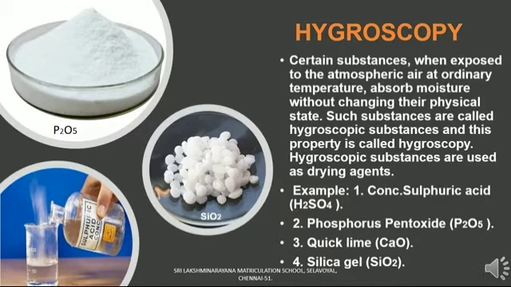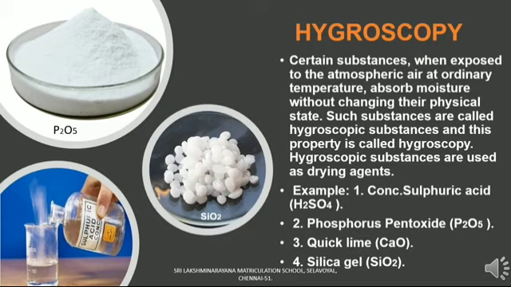Next, hygroscopy. Hygroscopy means ஈரம் உறிஞ்சும் பொருள். Certain substances, when exposed to the atmospheric air at ordinary temperature, absorb moisture without changing their physical state. Such substances are called hygroscopic substances and this property is called hygroscopy. Hygroscopic substances are used as drying agents. Examples: sulfuric acid, phosphorus pentoxide, quicklime, silica gel.